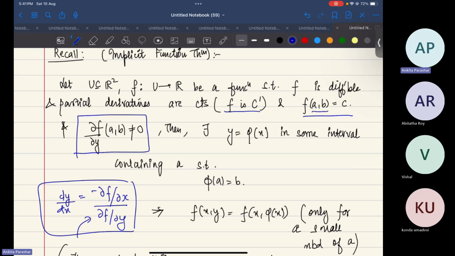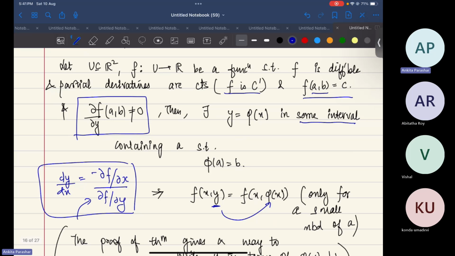Then we can find a certain interval in which we can always get y in terms of x. There is a function phi for which I can write y as a function of x. It need not be true always, but it may be true for a certain interval. But that interval must have the property that the partial derivative is non-zero. Suppose it is 0, then can you justify why it would go wrong? You cannot find a function such that it can be written as a function of x.